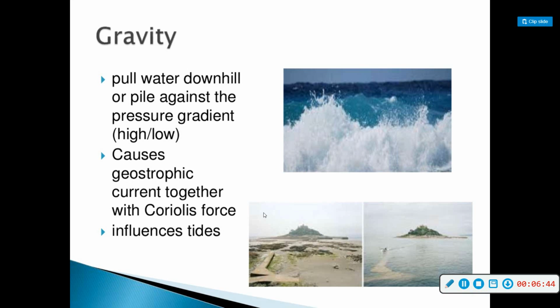So gravity will pull water downhill or pile against the pressure gradient, high to low. This causes geostrophic current together with Coriolis force, which we're going to get into in a minute. This influences tides. So the moon influences gravity, which also influences tides.